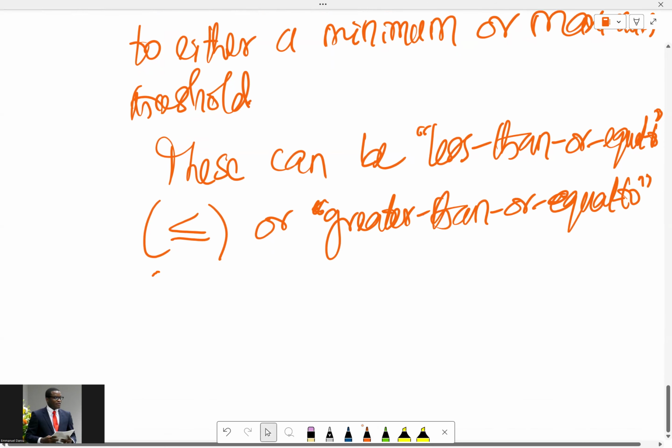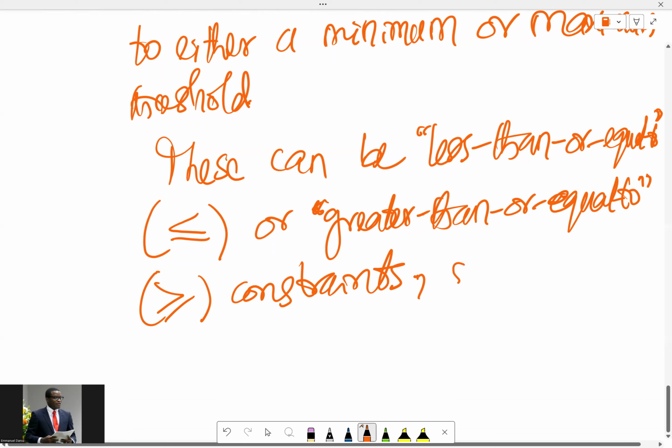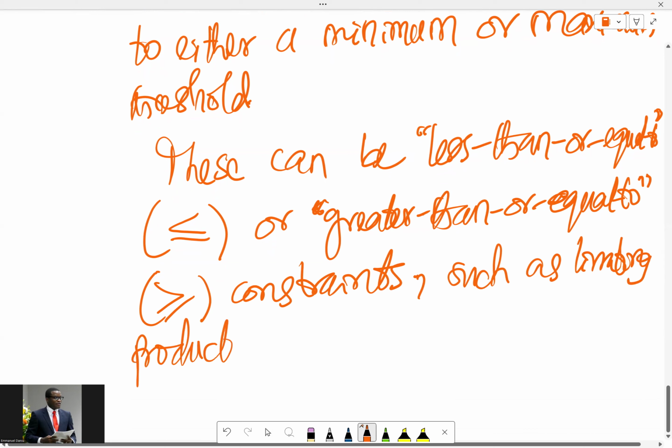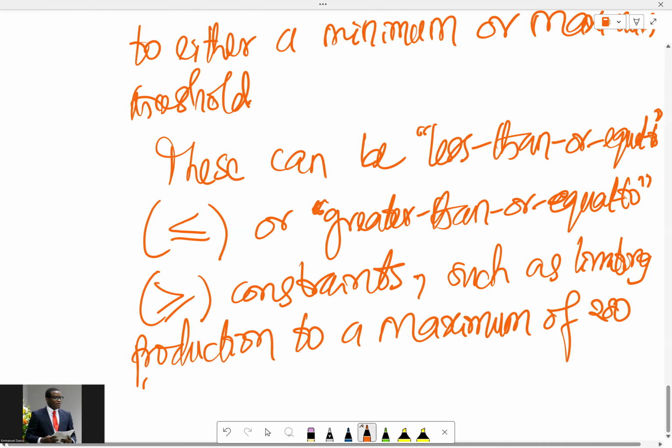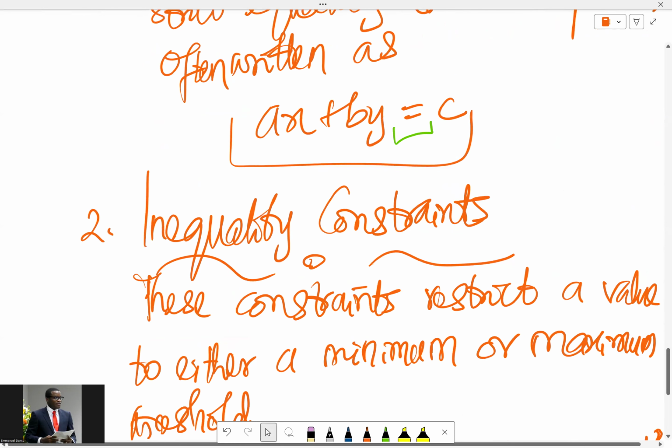Greater than or equal to, that's something like this. So less than or equal to or greater than or equal to constraints, such as limiting production to a maximum of 200 units. Of course, for equality constraint, right?